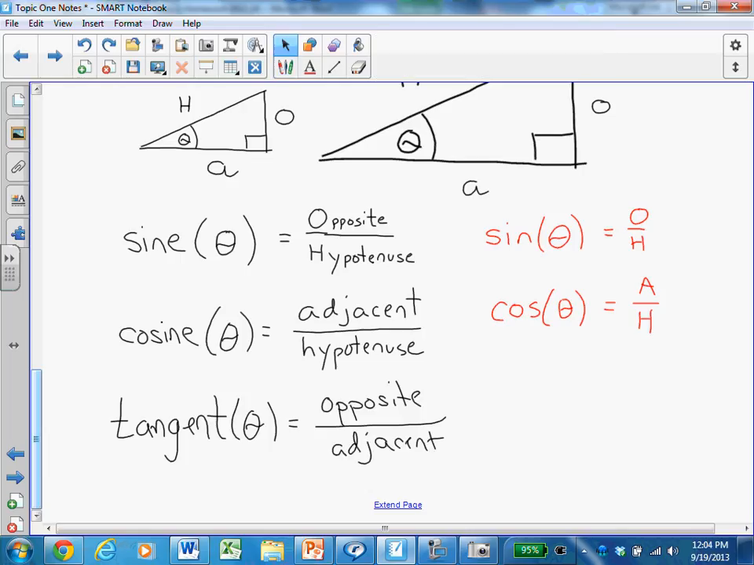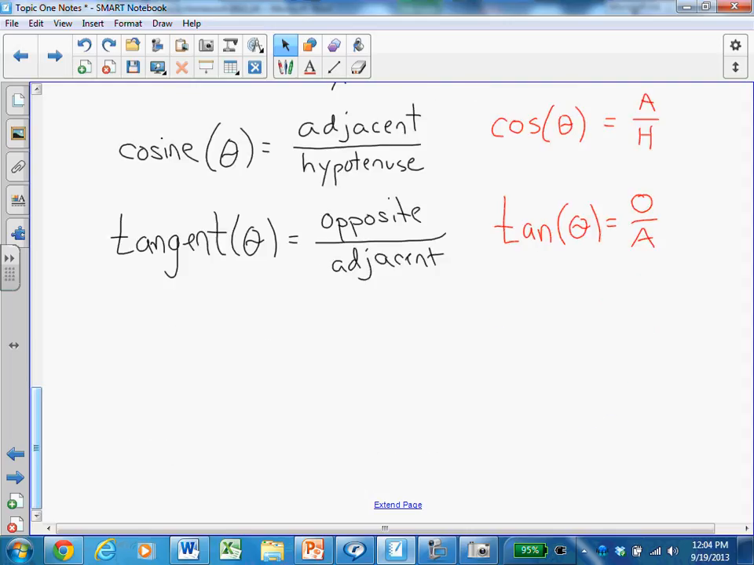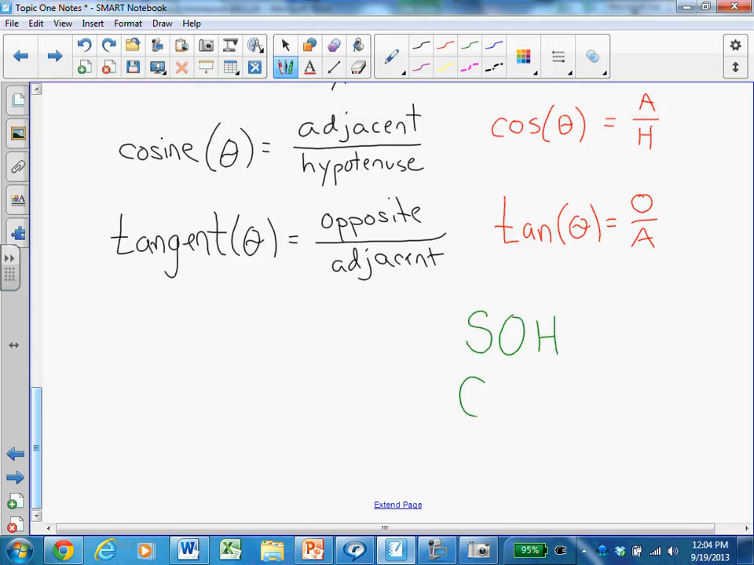That's abbreviated TAN. Now there's a mnemonic that we put together to remember what these ratios are, which is just SOH CAH TOA. The sine of the angle is O over H, cosine is A over H, tangent is O over A.